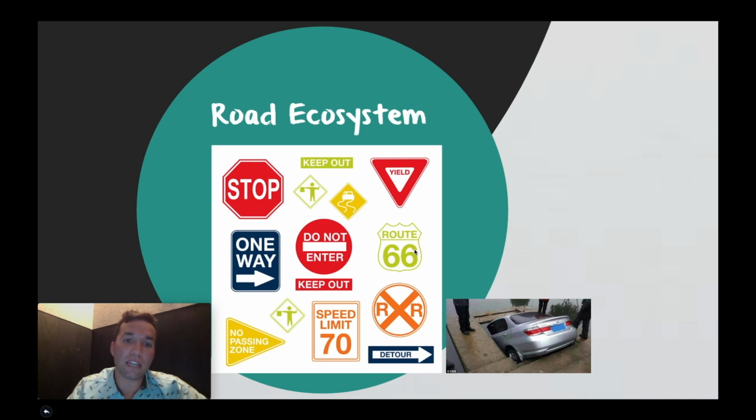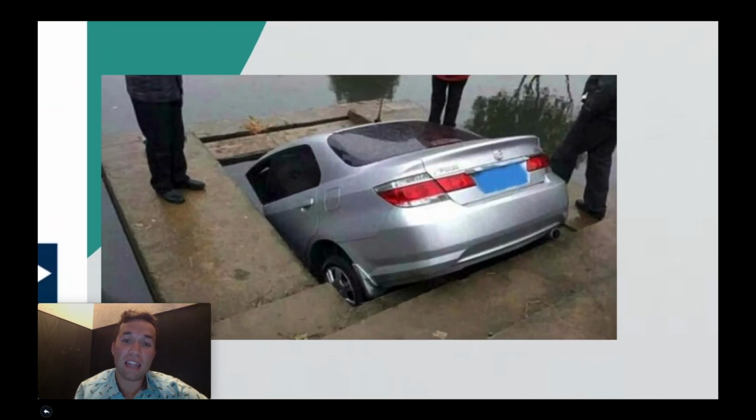I like to look at it as kind of like the road signs. Everybody knows what a stop sign is and what to do when they see it. Or a yield sign, or a do not enter, because if you enter there, you're probably going to get in an accident. You don't want to be this person.